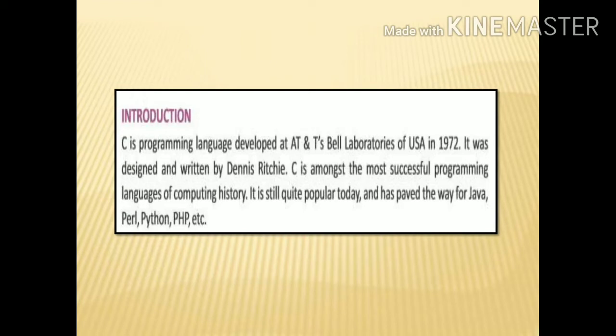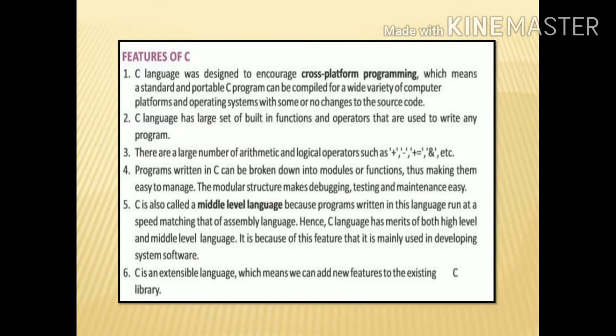We have some of the features of C here. While writing C, what are the features of C? It is designed to encourage cross platform programming, which means a standard portable C program can be compiled for a wide variety of computers. Next, it has a set of built-in functions and operators that are used to write any program. While writing a C program, you will have a set of built-in, ready-made functions, and some operators.